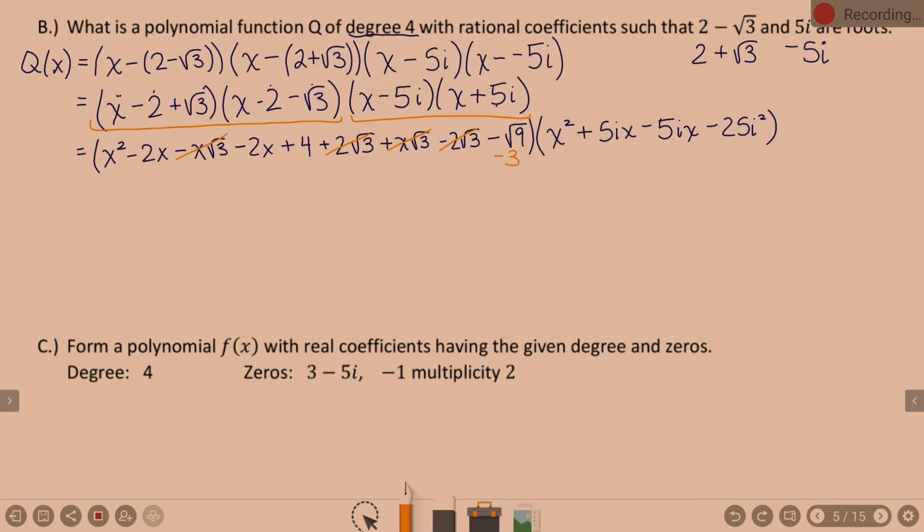Okay. Now, if I do a little bit of canceling in this one, 5ix minus 5ix will cancel. What's minus 25i squared? Plus 25, yes? So notice, all square roots are gone in the first one, all i's are gone in the second one.